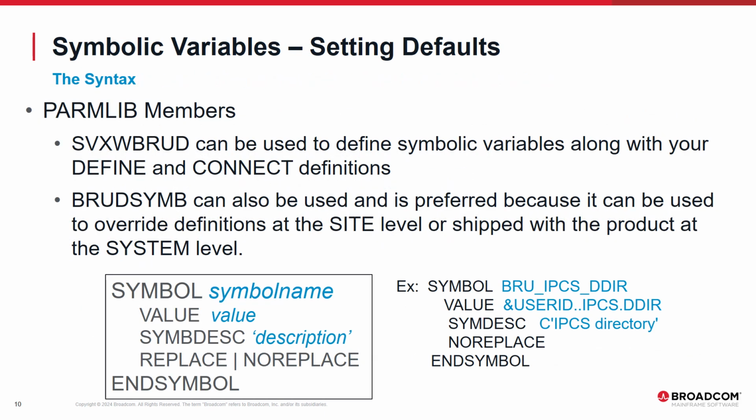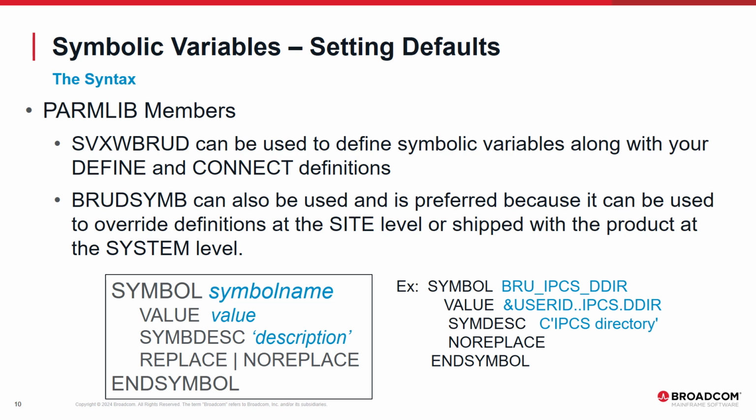To define a default value for a symbolic variable, use the symbol statement shown at the bottom of this slide. The definition can go where the other definitions are defined, that is, in the SVXW BRUD ParmLib member. But the preferred location is to use the BRUD SYMB member. This member is auto-included. It also provides a spot where you can override variables that are not in any of your user definitions, but where they're defined at the site and system level. So you just want to define the override value for these symbols.